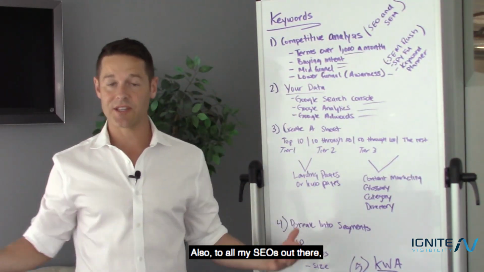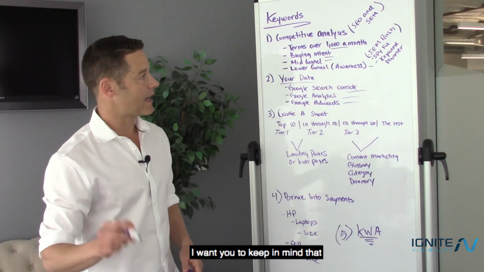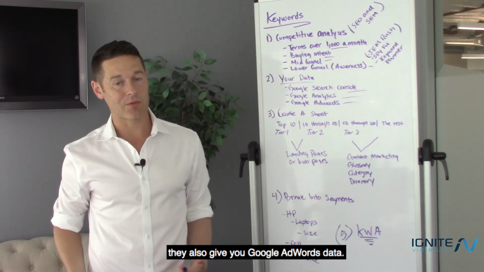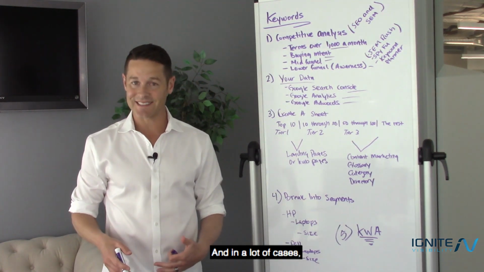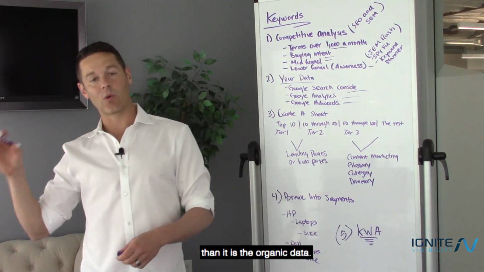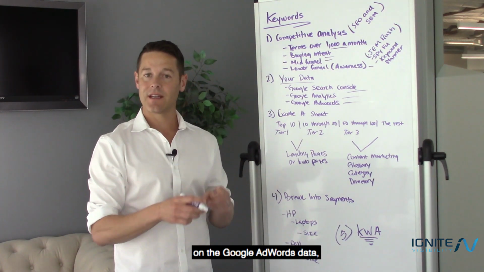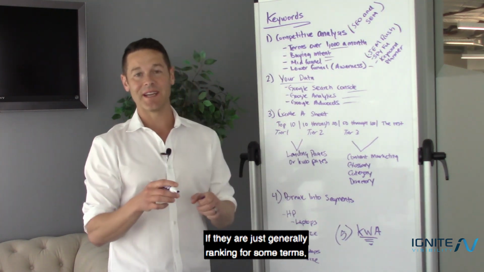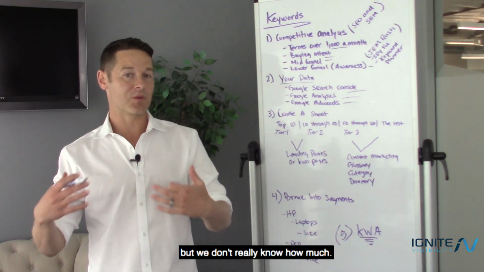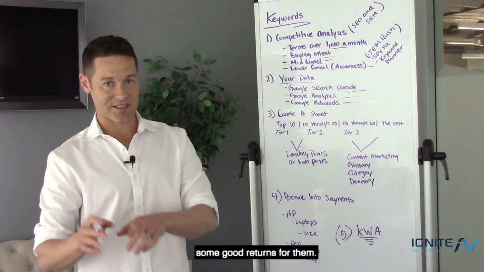Also, to all my SEOs out there, all our search engine optimization organic people, I want you to keep in mind that these tools like SEMrush and SpyFu, they also give you Google AdWords data. And in a lot of cases, it's better to actually look at the Google AdWords data than it is the organic data, because if the competitors are spending money on the Google AdWords data, that means it's working. If they are just generally ranking for some terms, yes, it could be working, but we don't really know how much. We know if they're willing to pay for it, that it's probably one that's getting some good returns for them.